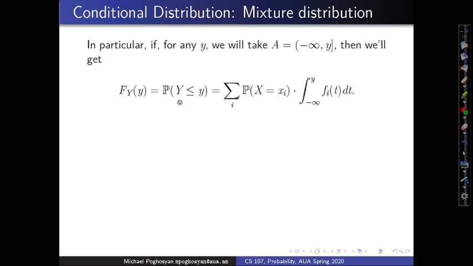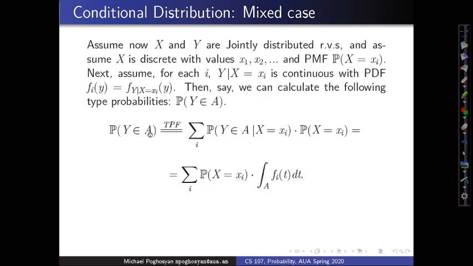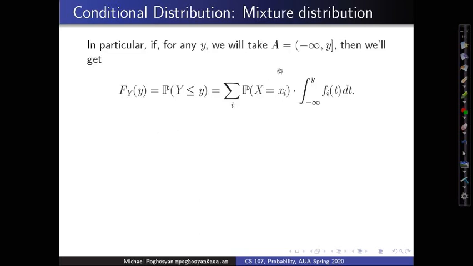Now we can continue. In particular, take here instead of A, minus infinity to y. So taking A to be minus infinity to y, we will obtain the probability that Y is less or equal than y. This will give the value of the CDF of Y at the point small y. So using that previous formula, we will obtain the integral from minus infinity to y of the conditional PDF of Y when X is equal to xi, multiplied by the probability that X is equal to xi, and summed over all possible values of i.